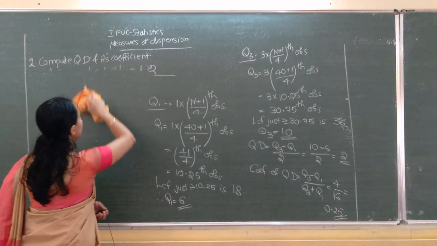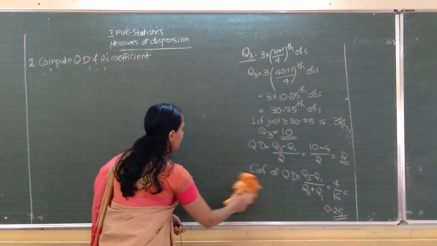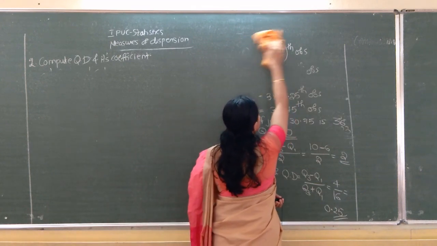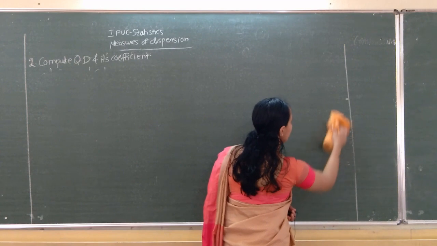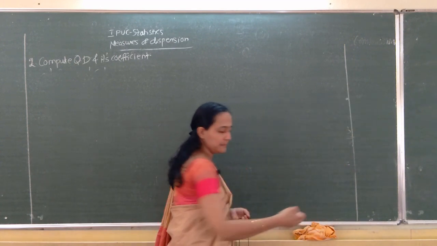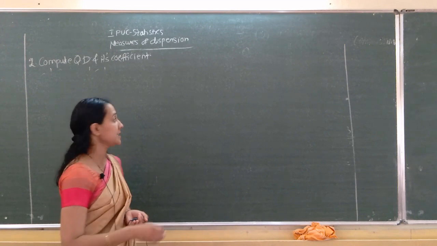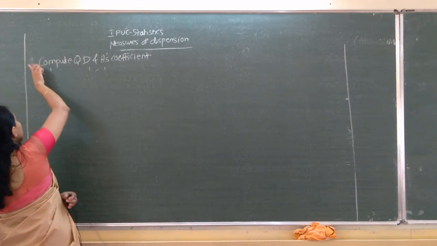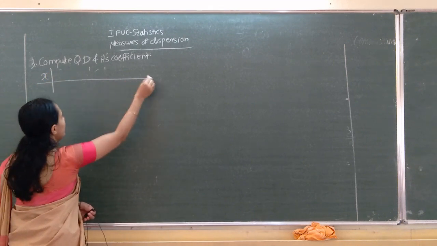Compute QD and its coefficient. Same problem, but we will do one more. Discrete series itself, we will do one more problem. Compute QD and its coefficient. See x values, this is the third one, x values and f values.